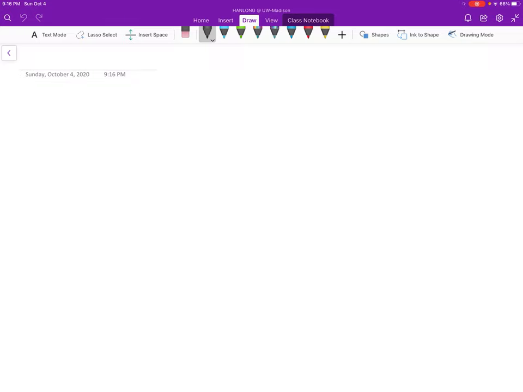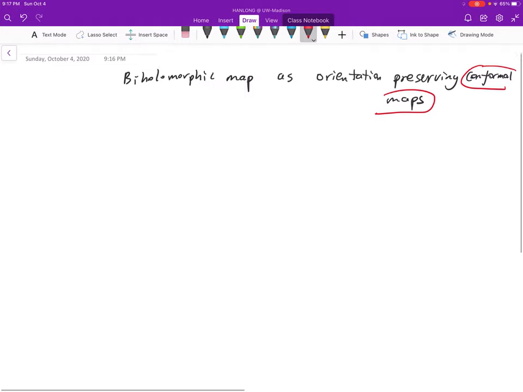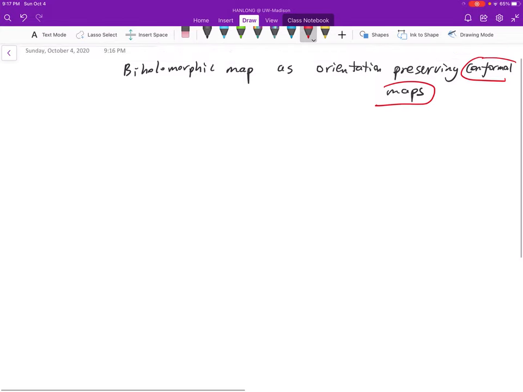Hello, in this lecture we will study biholomorphic maps as orientation preserving conformal maps. And here, this is a geometric point of view, which is related to differential geometry and topology. So basically, we will discuss this just in a moment.